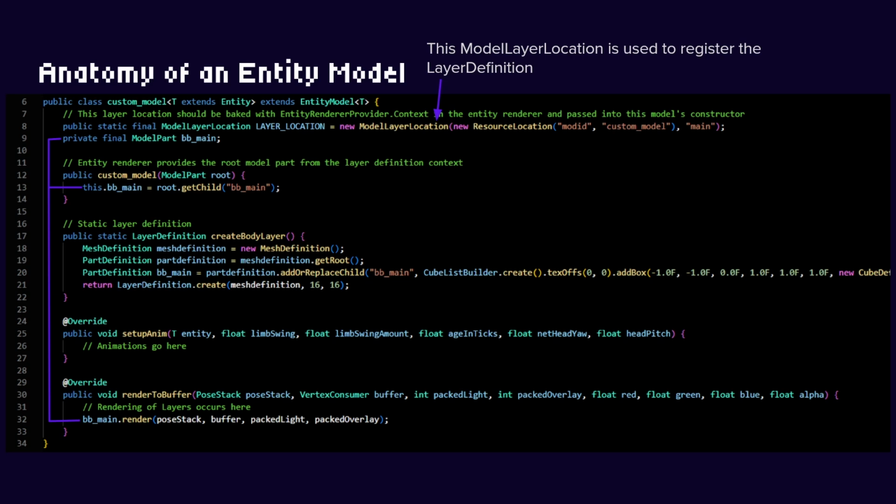And then you have the model part, which I've connected as a line together to show you where it's being referenced. The constructor there receives the model part, and then it gets put into that field. And then later in render to buffer, the field is rendered. And then you have the layer definition there, and then set up anim, which right now is empty.